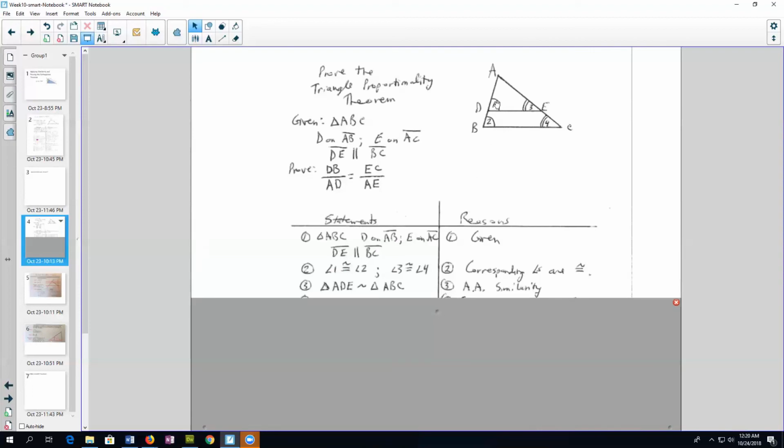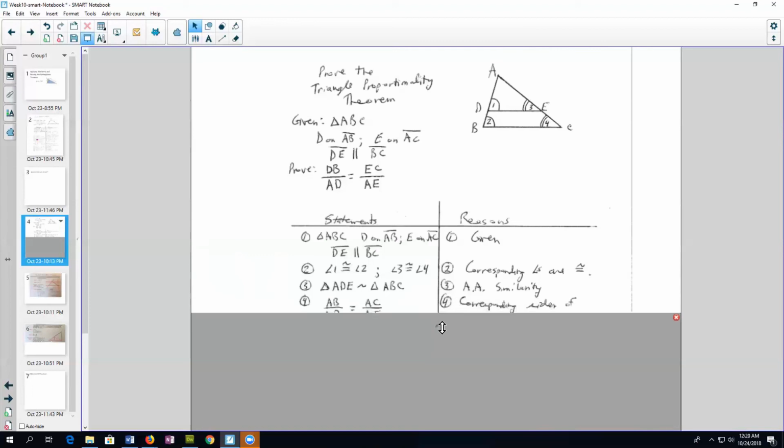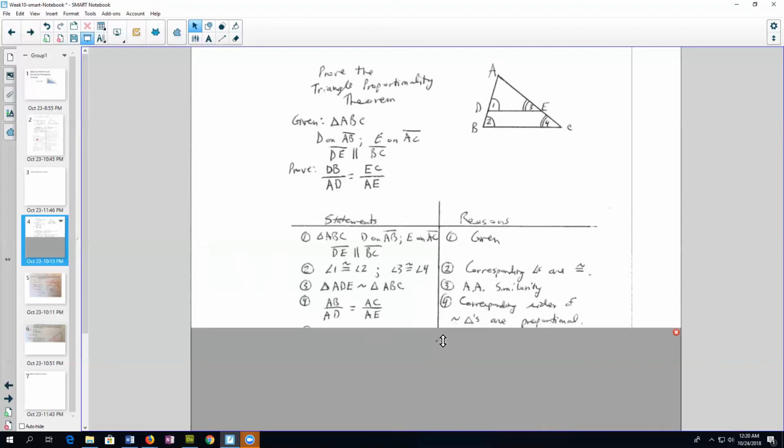We have two pair of congruent angles, so therefore we can state the triangles are similar. Triangle ADE is similar to triangle ABC by angle-angle similarity. Proving triangles similar is quite easy. Then we set up our proportion. And this is the entire sides of the triangles. This is not the pieces yet.